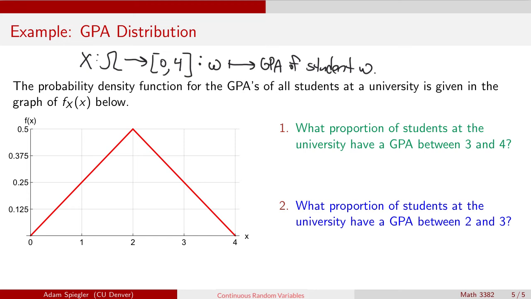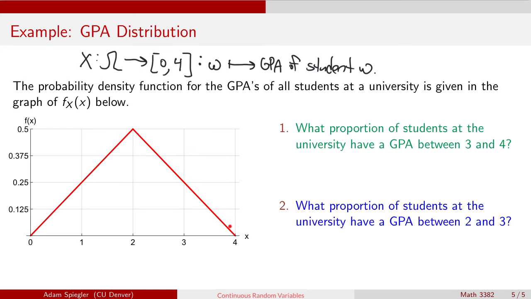Since we take a whole lot of classes, your GPA is not a discrete random variable. It's not just 0, 1, 2, 3, or 4, but it could be any value in between. So this random variable is going to map from the set of all students into the closed interval from 0 to 4. So the minimum value for this random variable is 0. The maximum value would be 4.